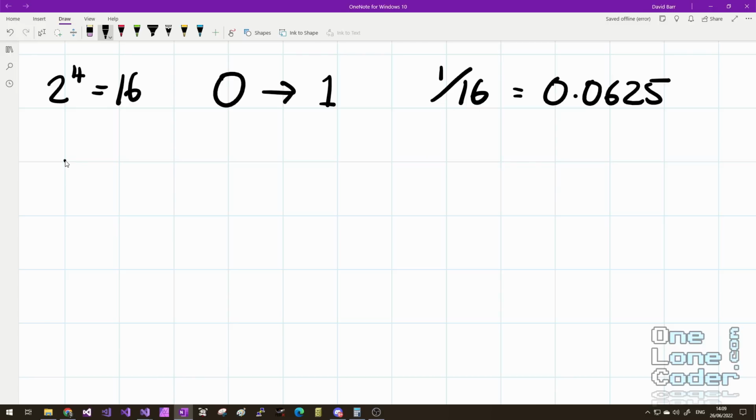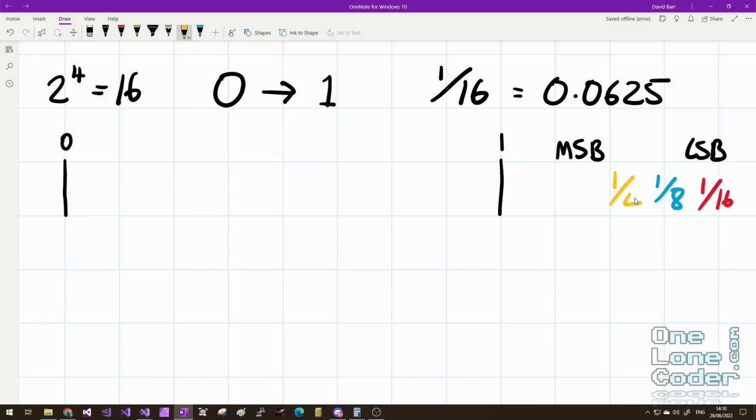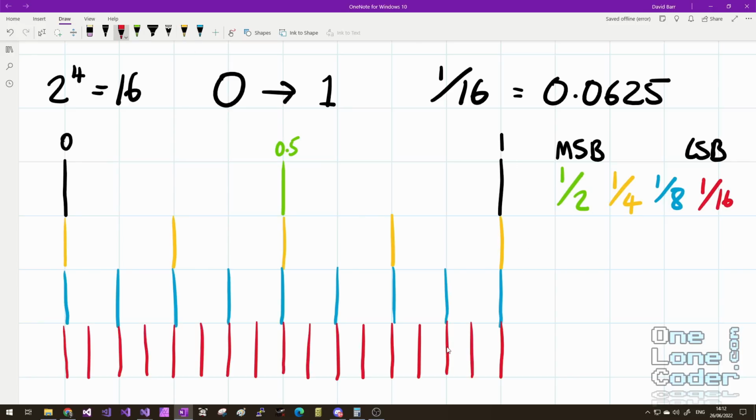Let's just make a rudimentary number line, and at this end I'm going to represent 0 and this end I'm going to represent 1. And just as before I'm going to use 4 bits to represent fractional powers of 2. Now I know that 1/16 is my least significant bit, therefore it makes sense that 1/8 would be next, then 1/4, and my most significant bit would represent a half. Surprise, surprise, laid out on our number line, this is all split up nice and evenly. Halves, quarters, eighths and sixteenths.